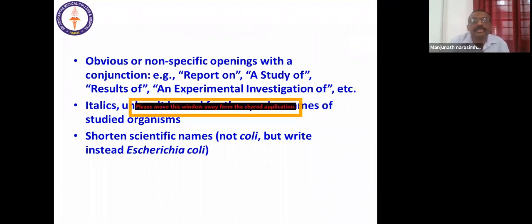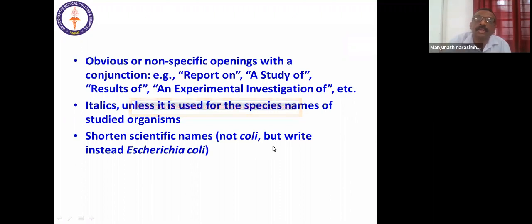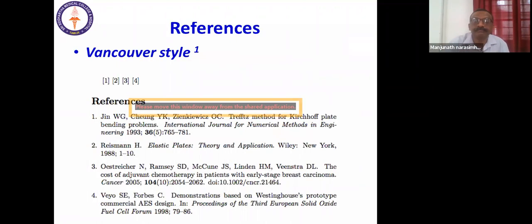And whenever you are writing any title, italics should be avoided unless you are writing it for a specific organism. Italics should not be used otherwise. Then, do not shorten scientific names. Don't just put coli. You have to write Escherichia coli. Do not shorten any of these scientific names. So these are the things which you have to avoid when you are writing the title.